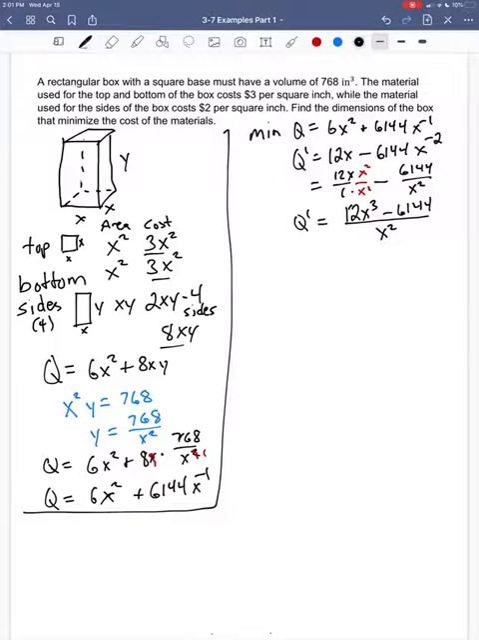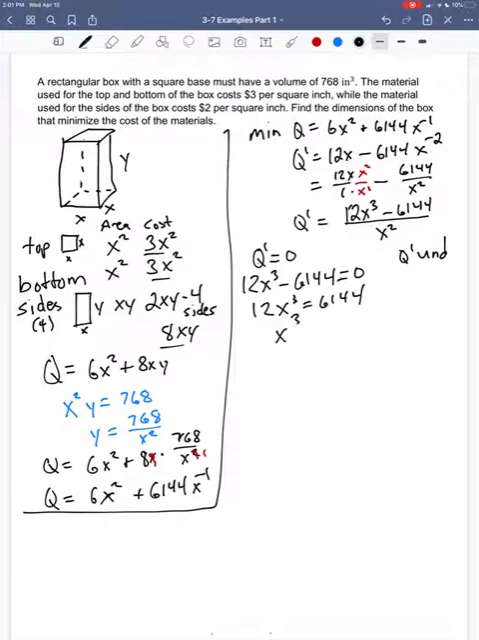And to find critical numbers, I'm going to look for where q prime is either equal to 0 or where q prime is undefined. Since q prime here is a fraction, it's going to be equal to 0 when the numerator is 0, and it's going to be undefined when the denominator is 0. So I'll set the numerator equal to 0. I'll add to both sides, and I'll divide. It goes in there 512 times.